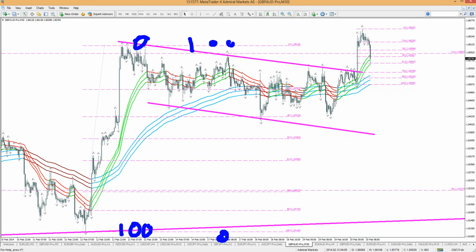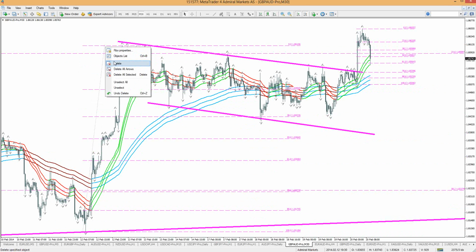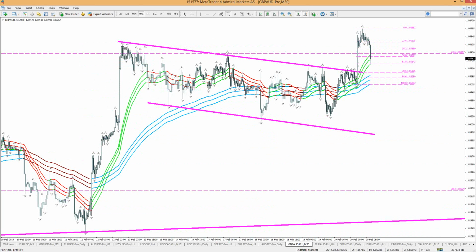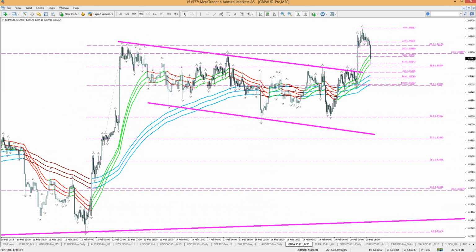It does depend how you draw it, because if I would draw it the other way around, like this, then it would be like that, right? Then we would have 100 here and 0 here. Then you'd have to draw it from top to bottom.